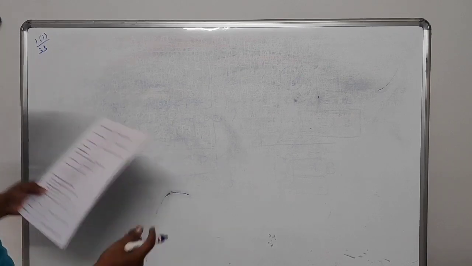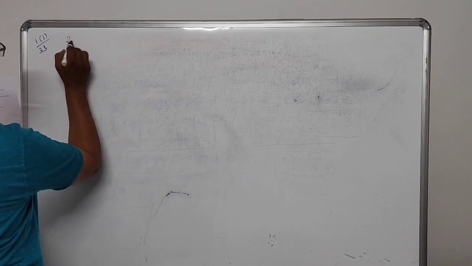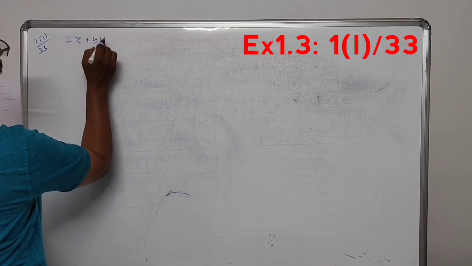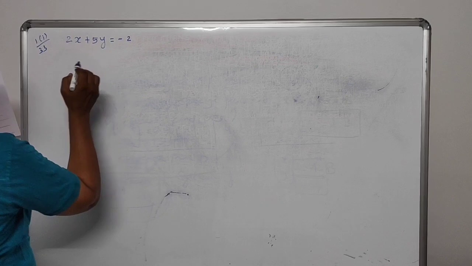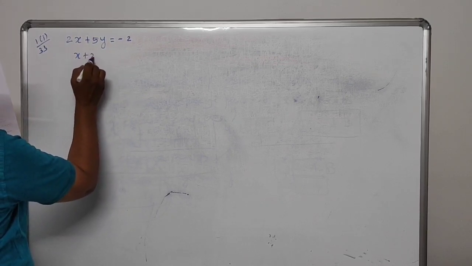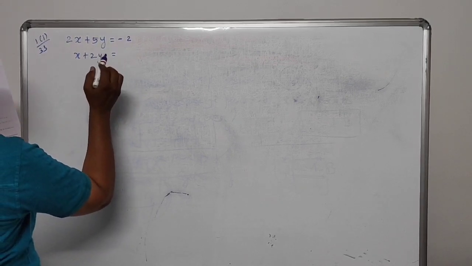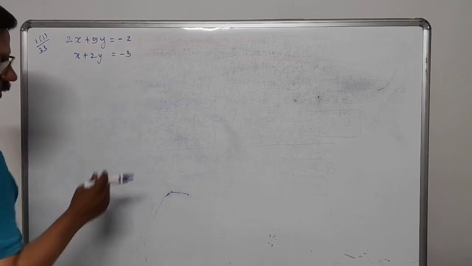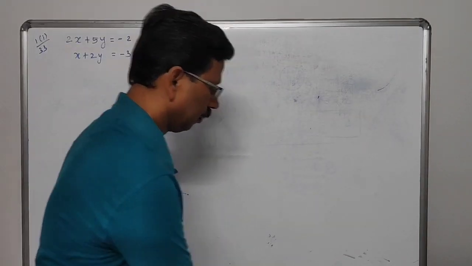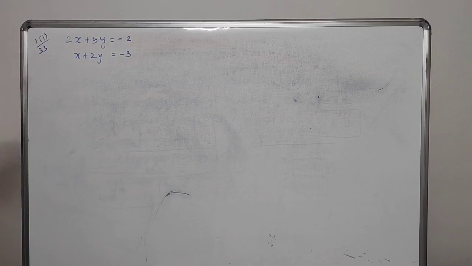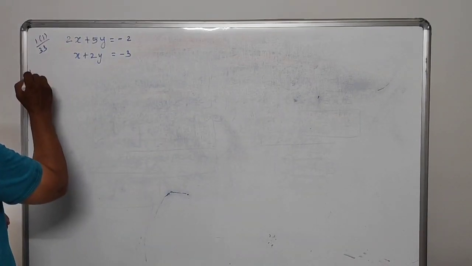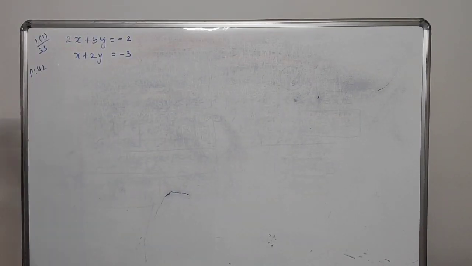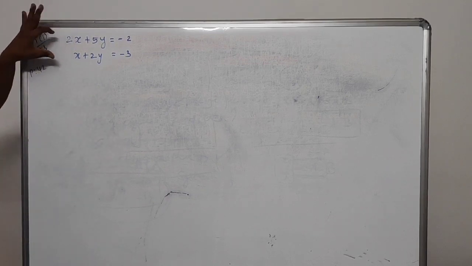The first equation is 2x plus 5y equal to minus 2. The second equation is x plus 2y equal to minus 3. Now this is the first problem, first subdivision of exercise 1.3 given on page number 33. In our material this is problem number 42. Here these two equations we have to solve by the matrix inversion method.